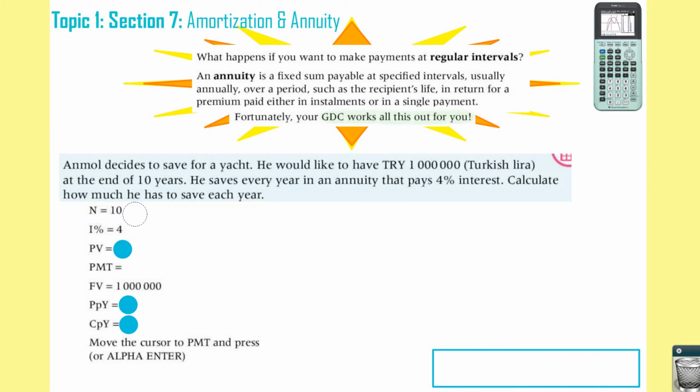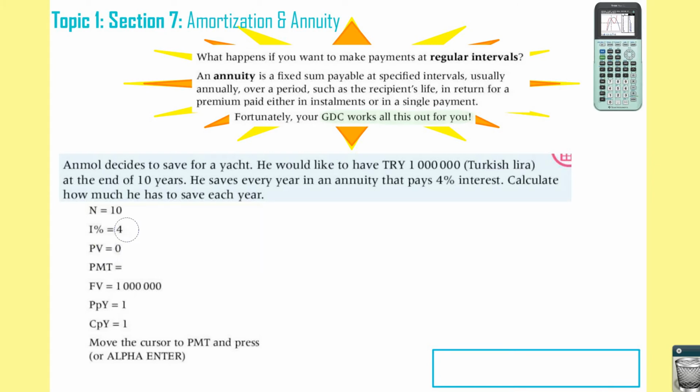We need to figure out how much he needs to save each year. This is interest that happens annually, with one payment every year. So CPY and PPY are both 1: payments per year and compounds per year. And then we can solve for our PV.